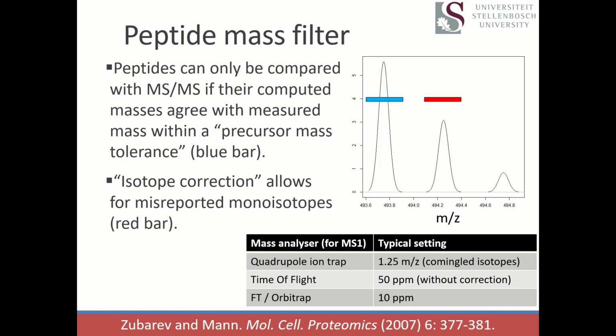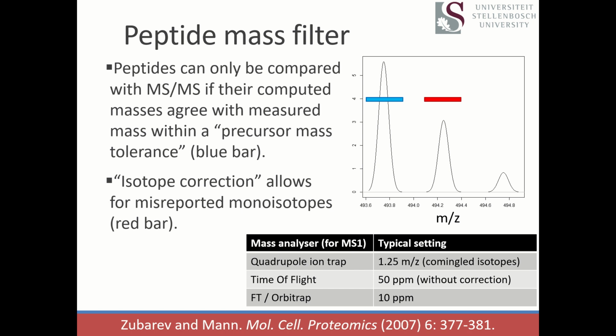If it's nice and narrow, because you've got a nice Fourier transform instrument producing that mass, well then you're in much better shape. Now this red bar is a different case. It is often more likely that the instrument will make an error in picking the correct monoisotope than that it will give you a more than 10 part per million measurement error. So being off by 1 Dalton is much more likely than being off by 0.1 Dalton.